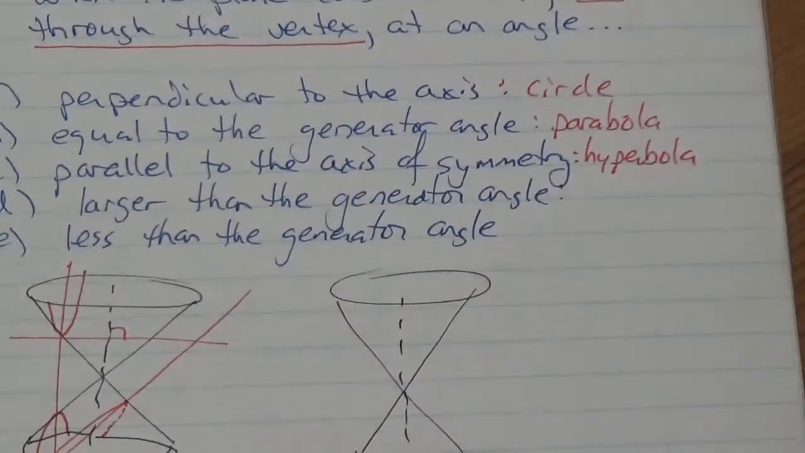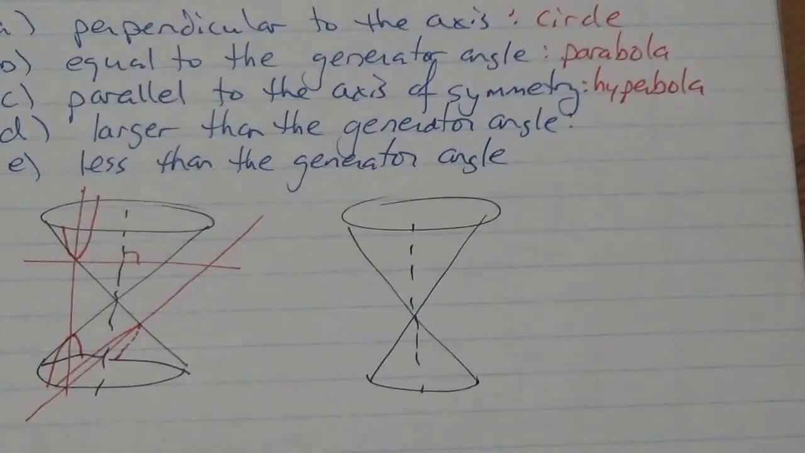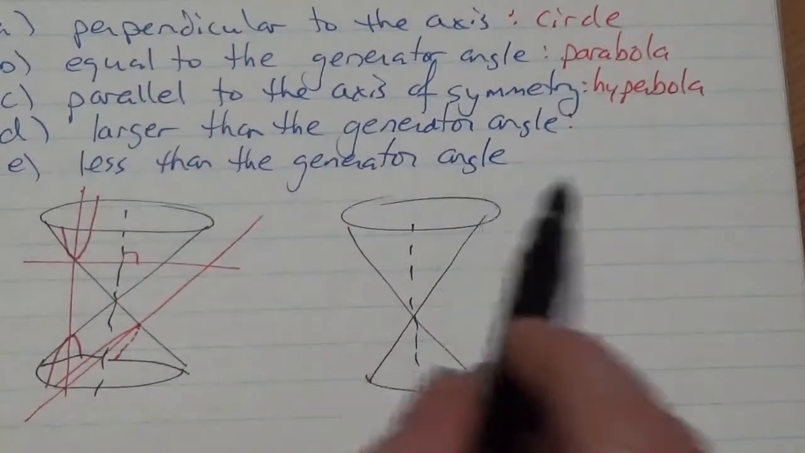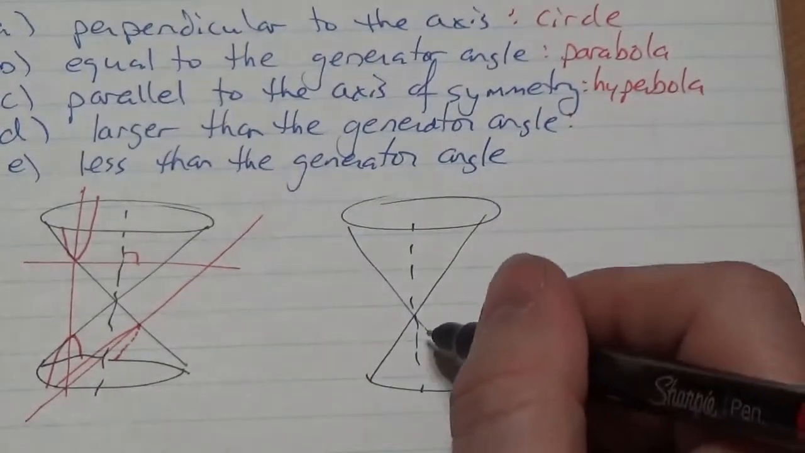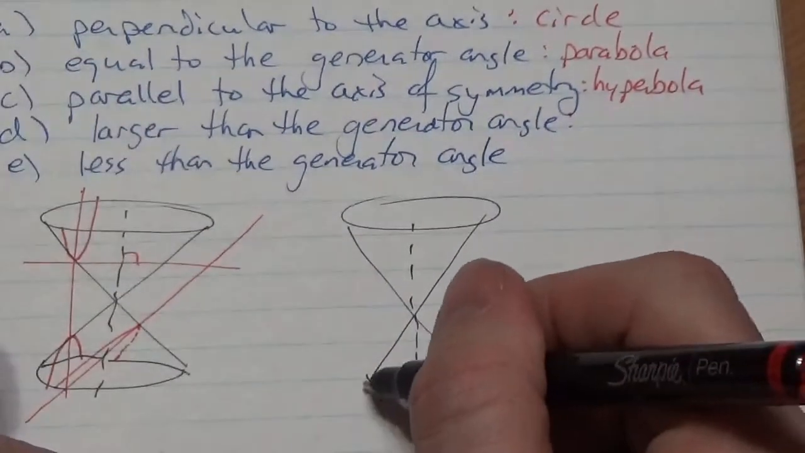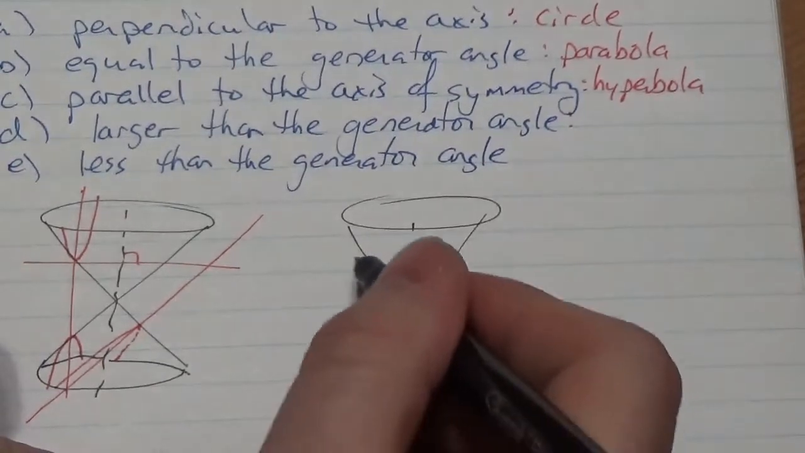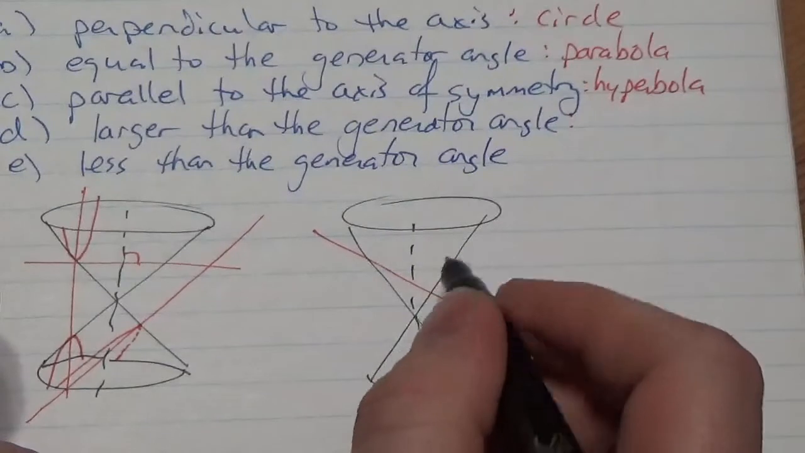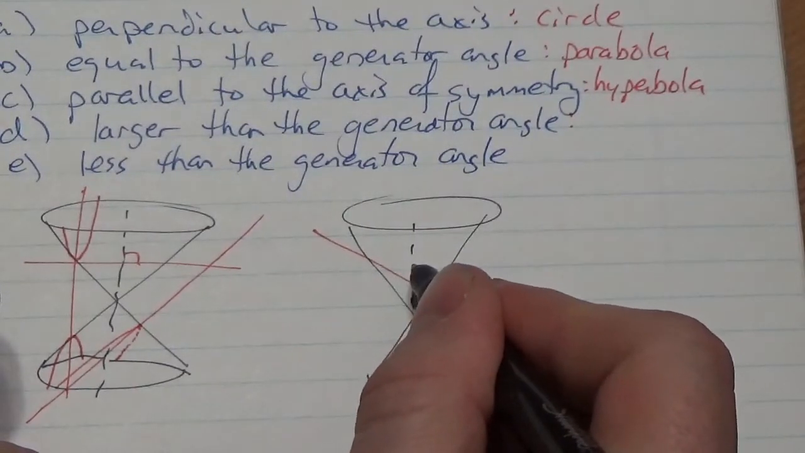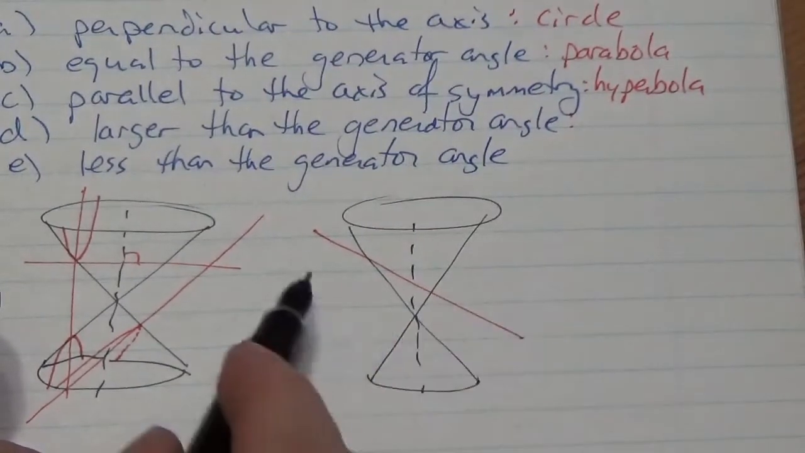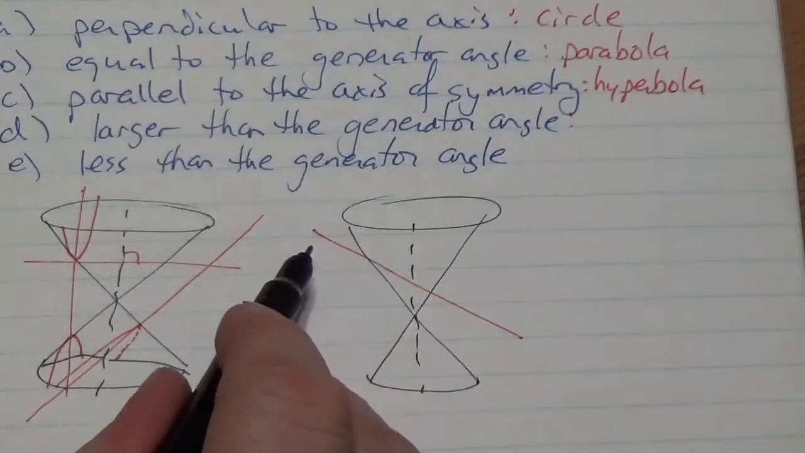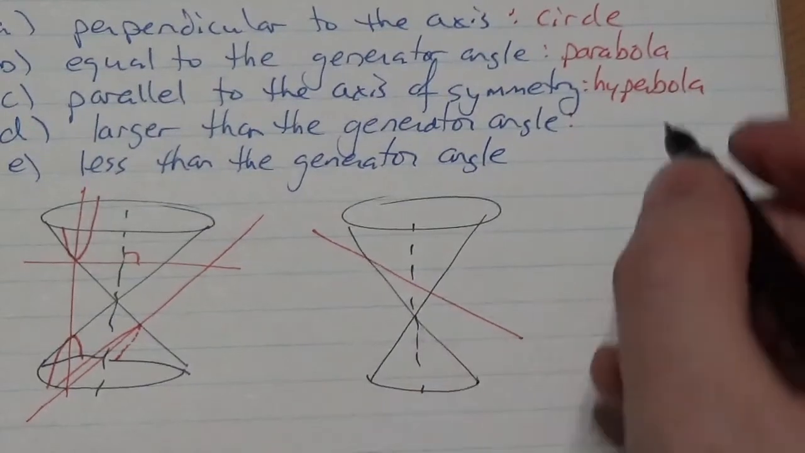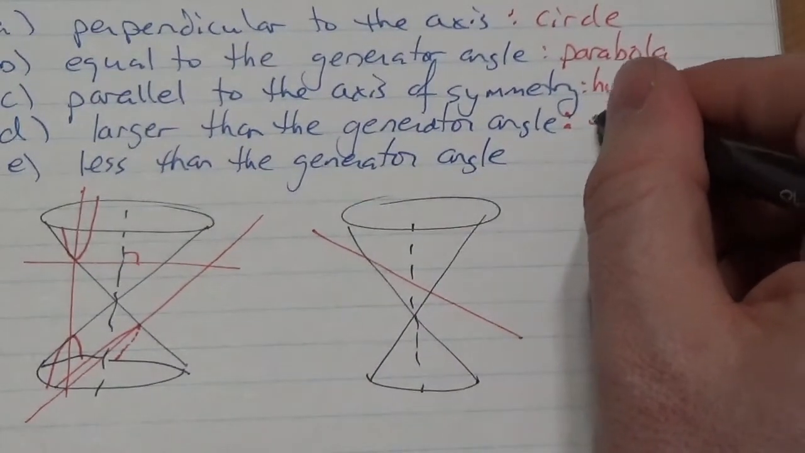It's funny how every time I do that, the lower nap is smaller than the upper nap. Anyway, what if I cut it at an angle that's larger than the generator angle? Here's the generator angle, so if it's larger than the generator angle, then my cut, maybe I'll do it like this here, so here's my plane angle, but here's my generator angle, so that angle's larger. Notice in that case that it's going to enter the nap of the cone, but it also exits it. So this is going to be an ellipse.